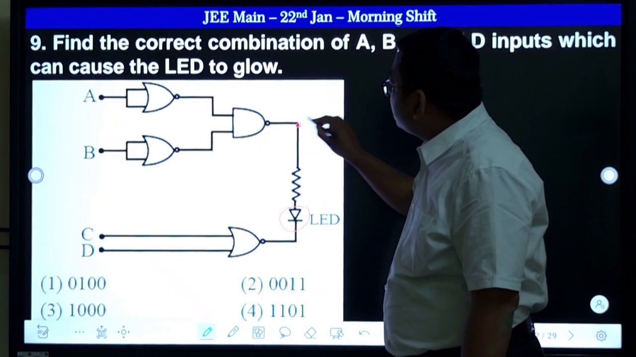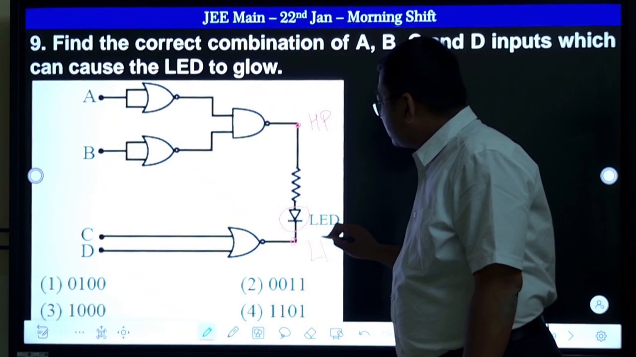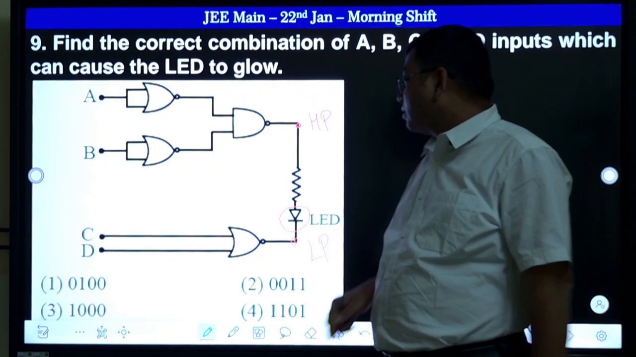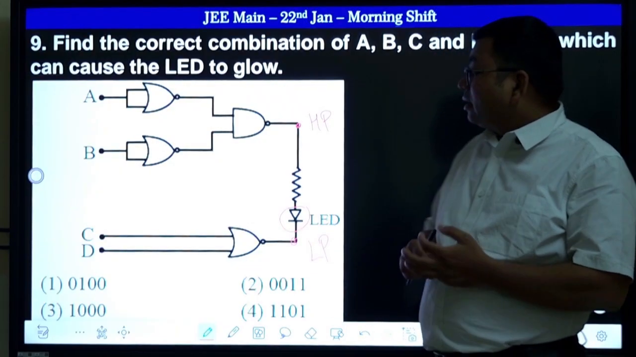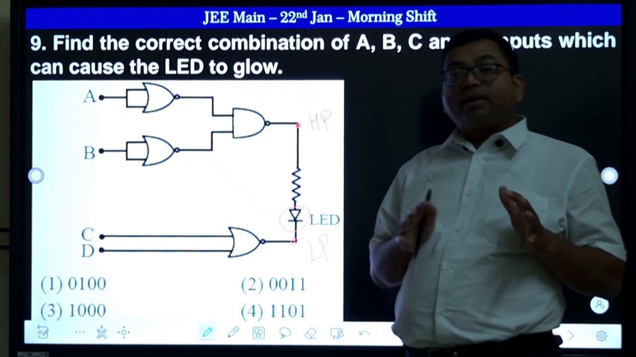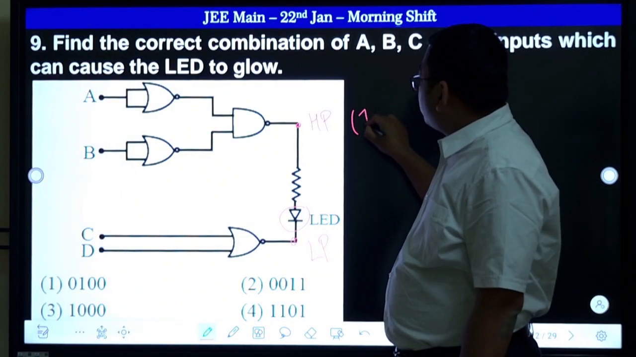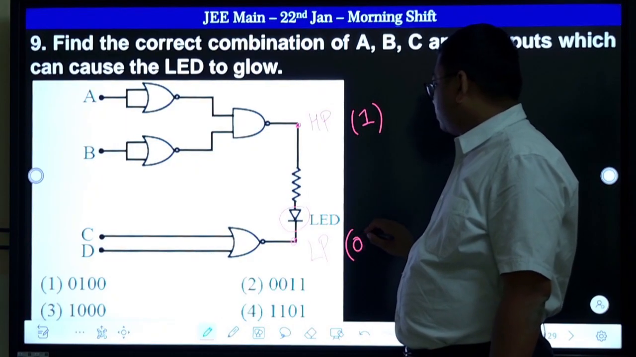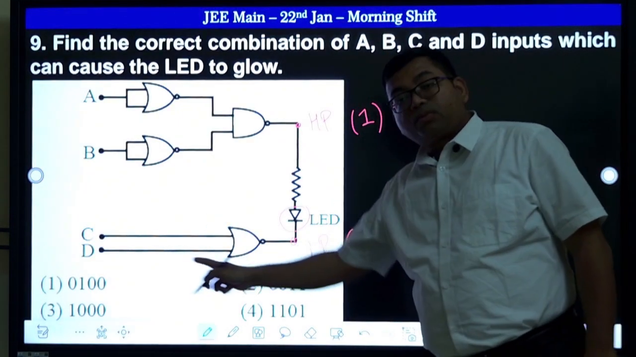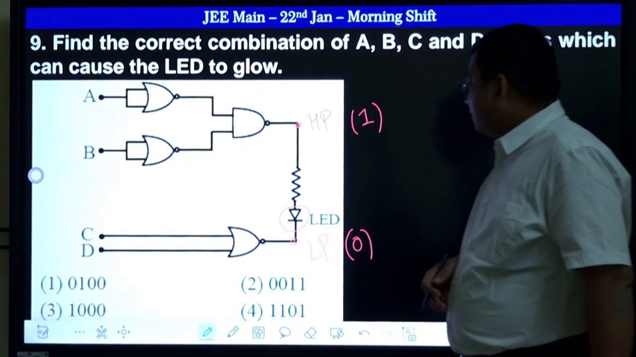That means this must be higher potential and this must be lower potential. So we have to make sure that here higher potential should come and here lower potential. And in binary numbers, 0 means low value and 1 means high value, right? So 1 means here we should get 1 and here we should get a 0. So 1 should be the output of this upper branch and 0 should be output of the lower branch. Okay. So we can think about it.